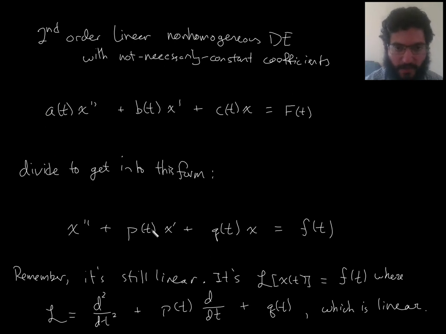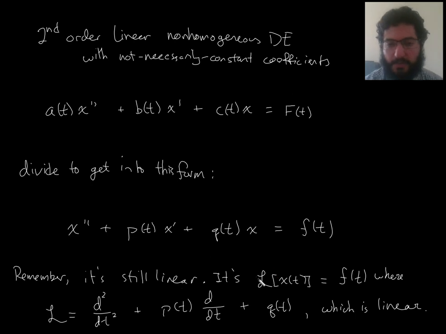Then you have b of t over a of t, just call that p of t. C of t over a of t, just call that q of t. And capital F of t over a of t, let's just call that lowercase f of t. So we can get it to look simpler with just a 1 coefficient here. And important reminder, this is still a linear differential equation. No matter how complicated these functions of time are, even if non-linear things are being done to the variable t, like sine of t and t squared and t cubed, all kinds of crazy stuff can happen to t. It'll still be a linear differential equation if this is the form it has.